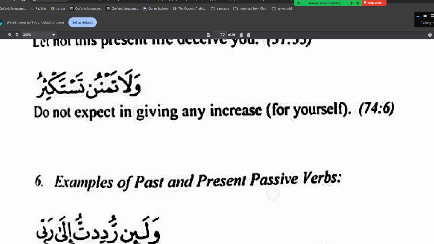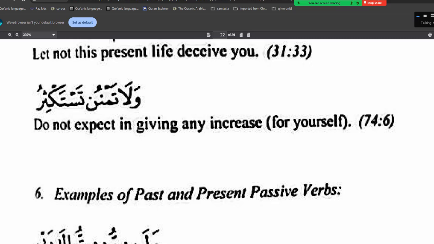Wala tamnun tastakthir. Do not expect in giving any increase for yourself. Manna yamunnu. Definition is wala tamnun. Manna yamunnu, right? So tamunnu was there. Wala tamnun. Prohibition. We'll stop here and in the next class we'll continue.